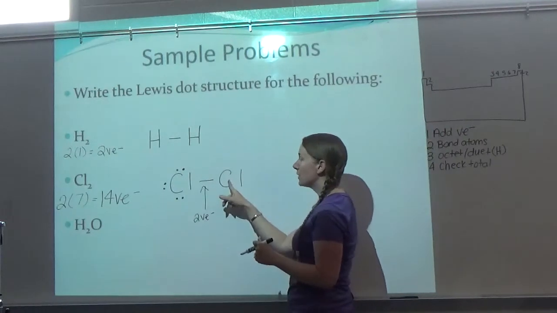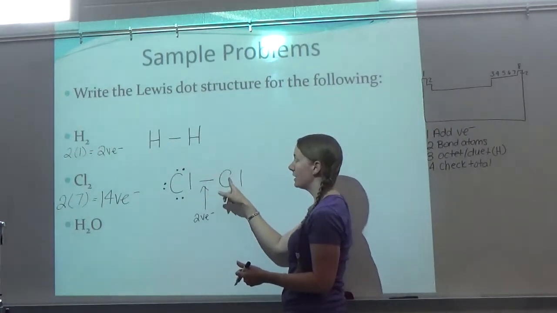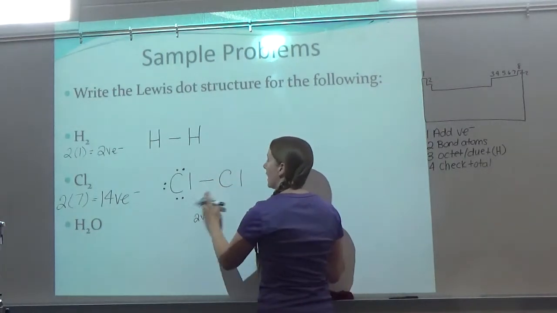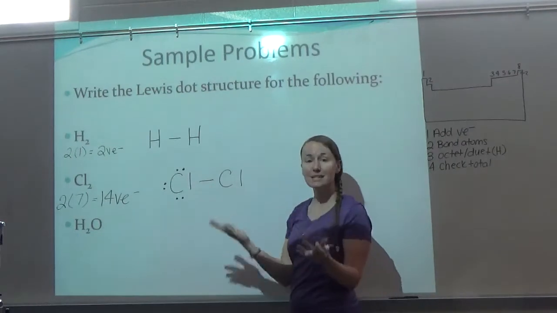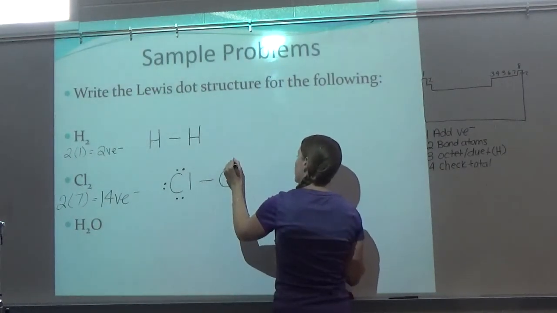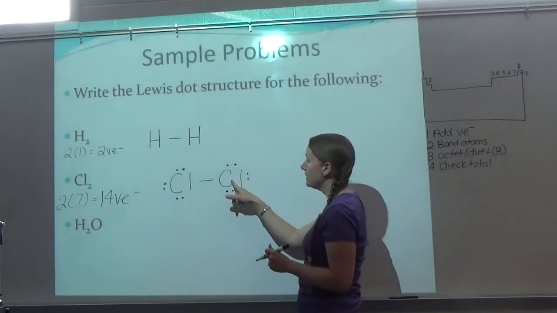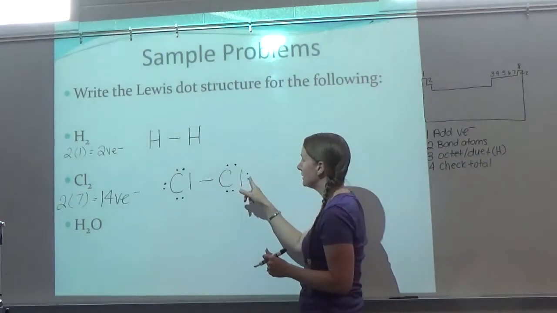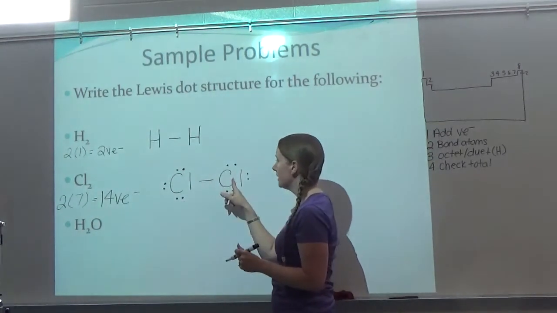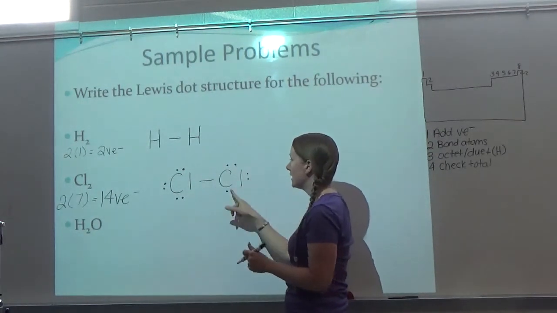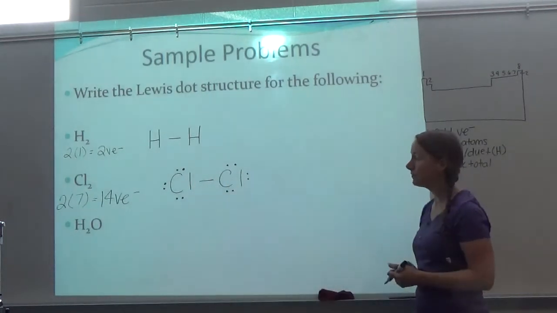This other chlorine right now in my Lewis dot structure has 2 electrons from the bond. So how many more does it need to get 8? If it has 2, it needs 6 more. So I said, okay, 1, 2, 3, 4, 5, 6. And now this chlorine has 2, 4, 6, 8. So each chlorine has 2, 4, 6, 8, because remember, the bond counts for both chlorines because they're sharing.